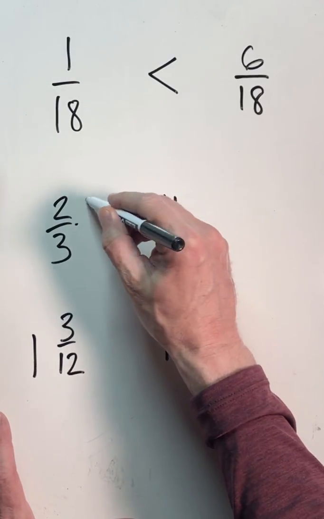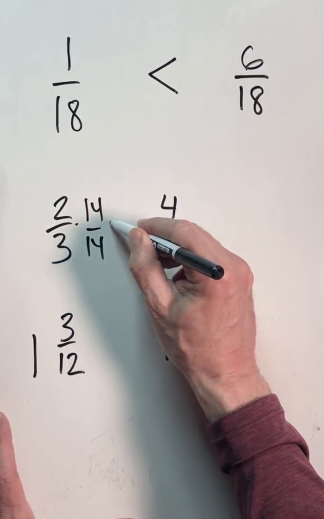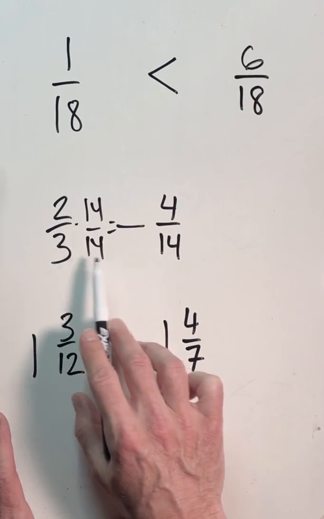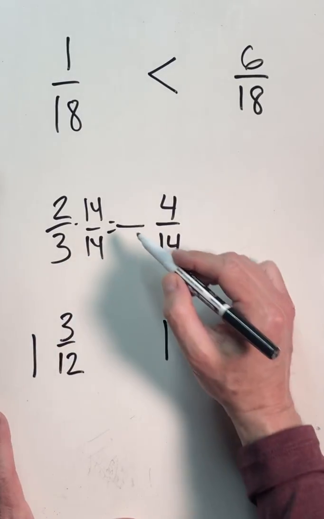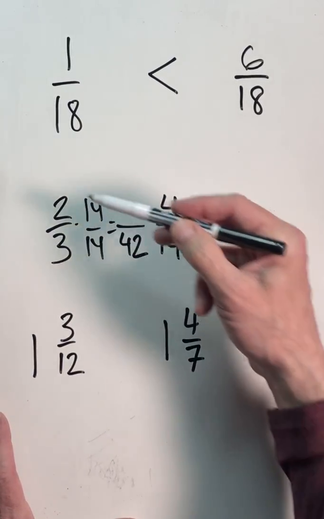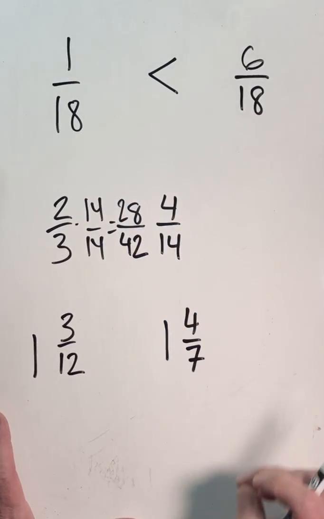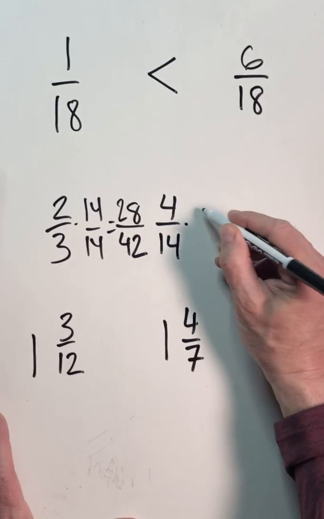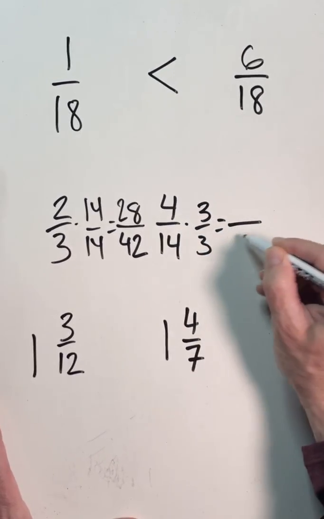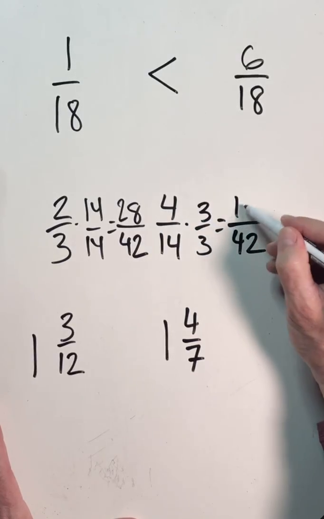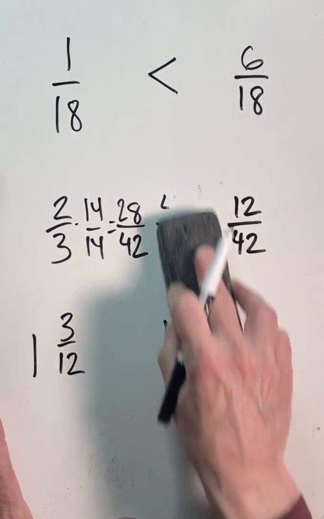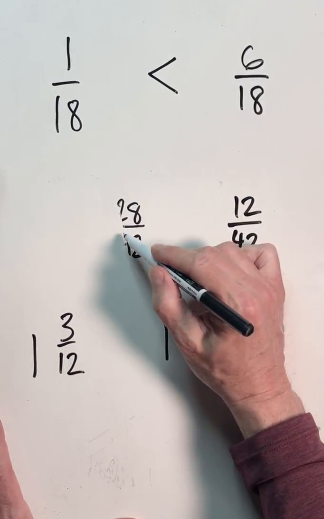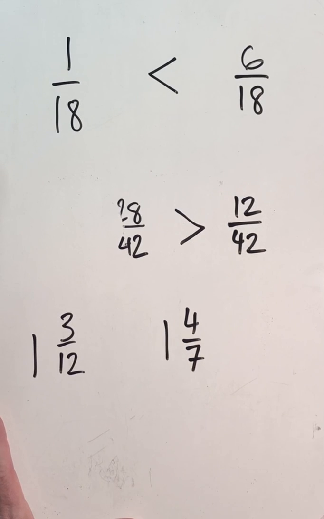So if I take 2/3 times 14 over 14, that will get me 3 times 10 is 30, 3 times 4 is 12, so 30 plus 12 is 42 as a common denominator, and 2 times 14 is 28. Then I would likewise multiply 4/14 times 3 over 3 to get me that same denominator of 42, and then I can just compare the numerators. Well, I have 12 over 42 and 28 over 42, so I know that the first fraction is therefore larger.